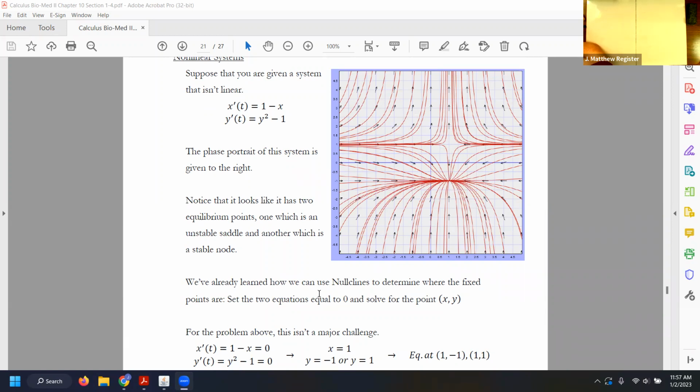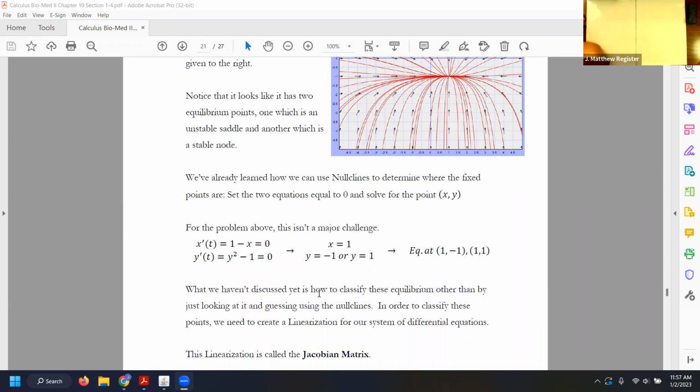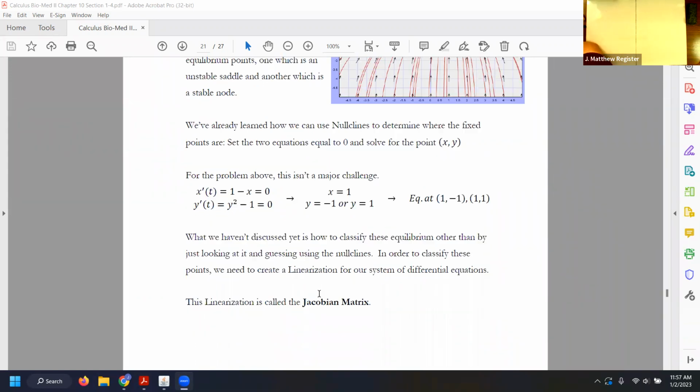We won't always be able to tell that just based on the nullclines alone, though. In this case, we probably could. But if we can't, we can use the Jacobian matrix, which is a linearization at that point.